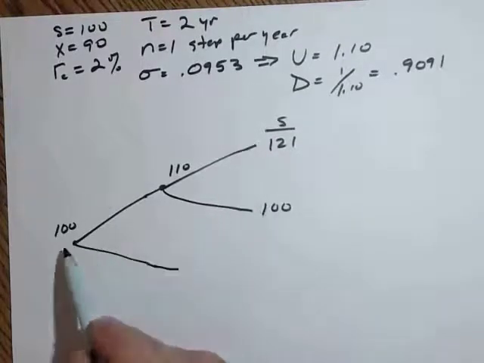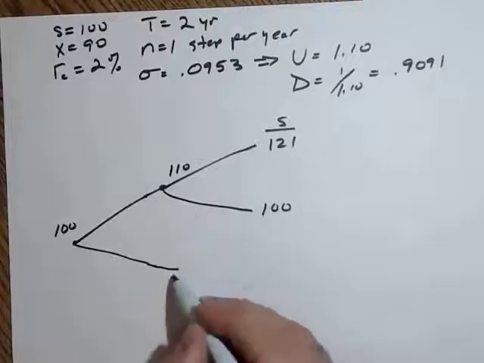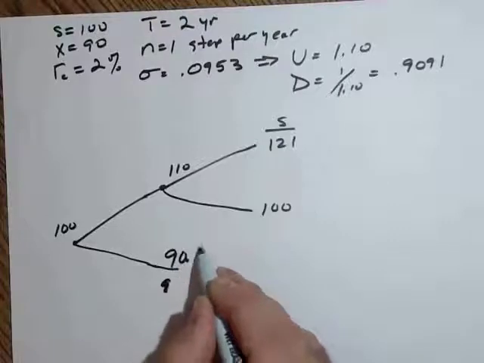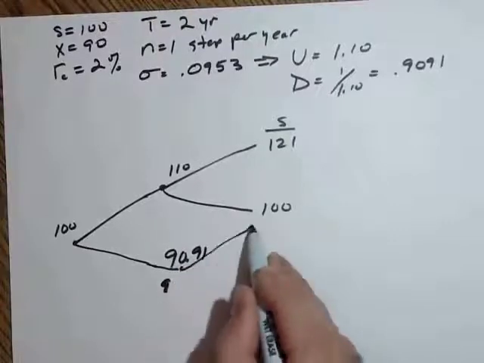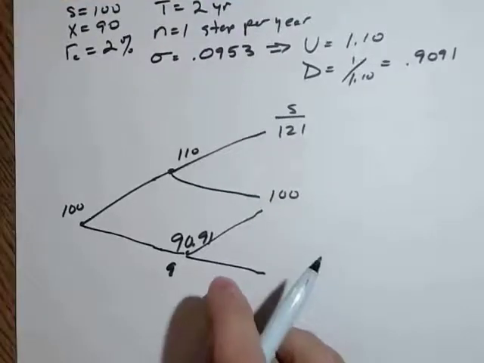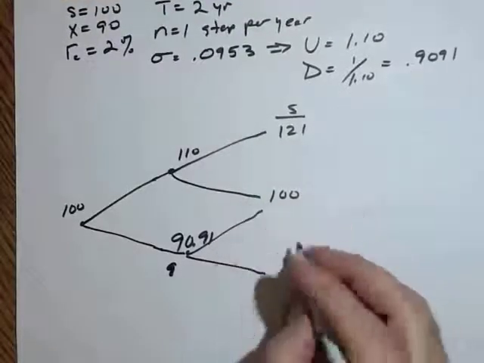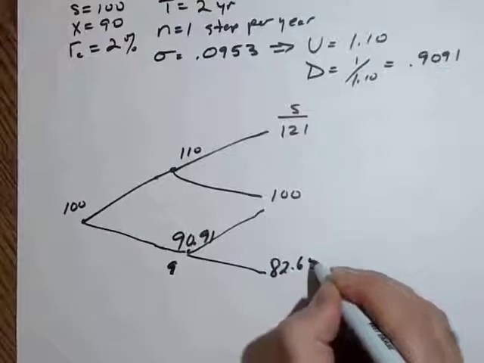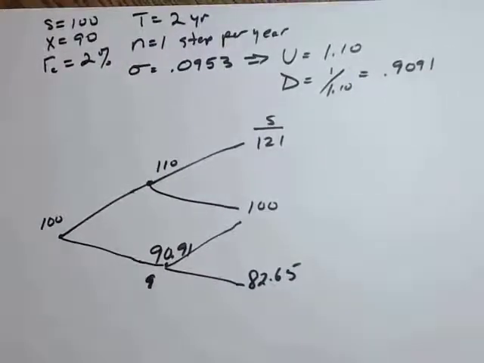And here, if it starts off at 100, drops down to 90, I'll put it here, $90.91. If it goes up, it's going to go to 100. If it goes down another 9 or 10%, it'll go to 82.65. So that's standard binomial, just for the stock price that we need to value the option.